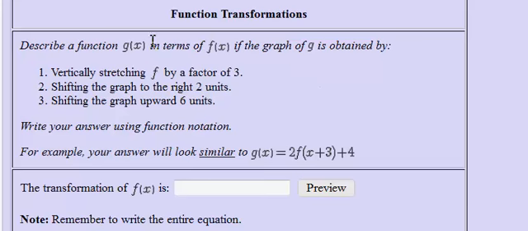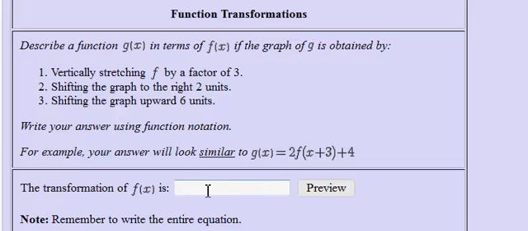In this problem, we are to write an equation for the function g of x, our answer will look similar to the one given here, that is found by transforming a function f of x in the following three ways. A vertical stretch by a factor of 3, a shift to the right 2 units, and a shift up 6 units. So let's approach these one at a time.